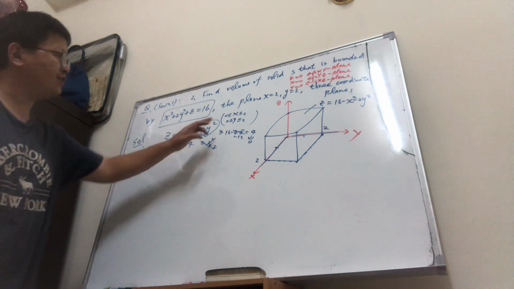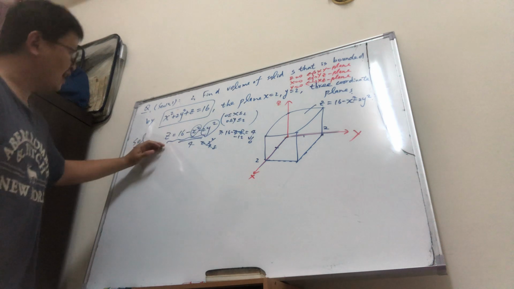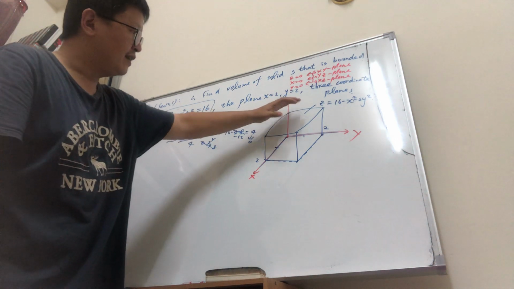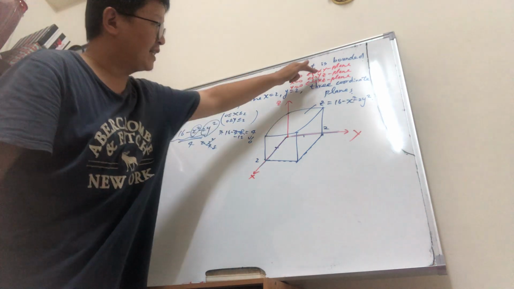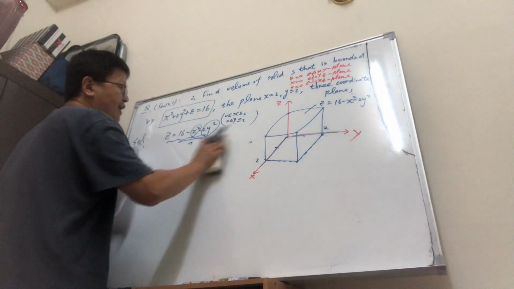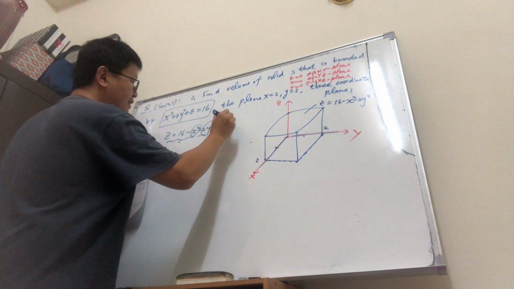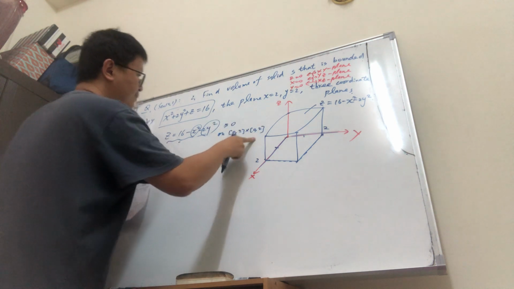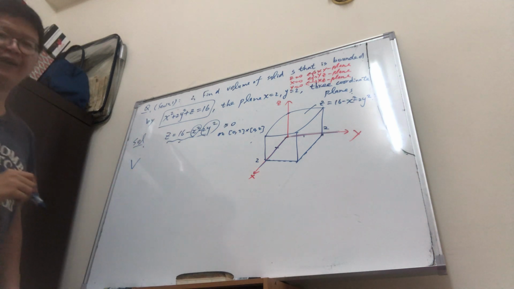Okay, for any x and y between 0 and 2, the z value is always positive. So it will be above the z equals 0 plane, above the xy plane. Okay, anyway, so we know that for this function, it's positive over 0 to 2 times 0 to 2. So now we consider the volume of this solid.